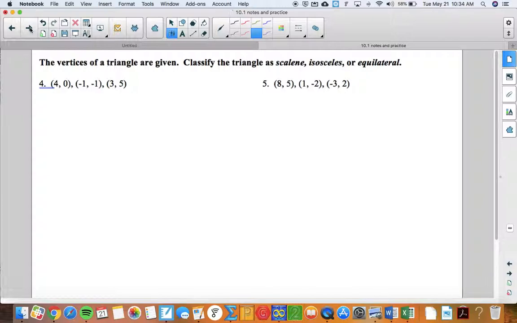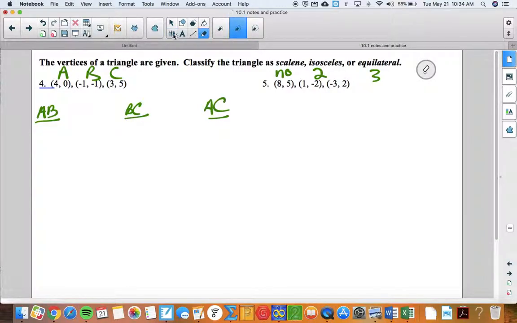The vertices of a triangle are given. Classify them as scalene, which means they have no congruent sides, isosceles, which means they have two congruent sides, or equilateral, which means all three sides of the triangle are the same length. I like to label the points A, B, and C. So we need to find the lengths from A to B, from B to C, and A to C.